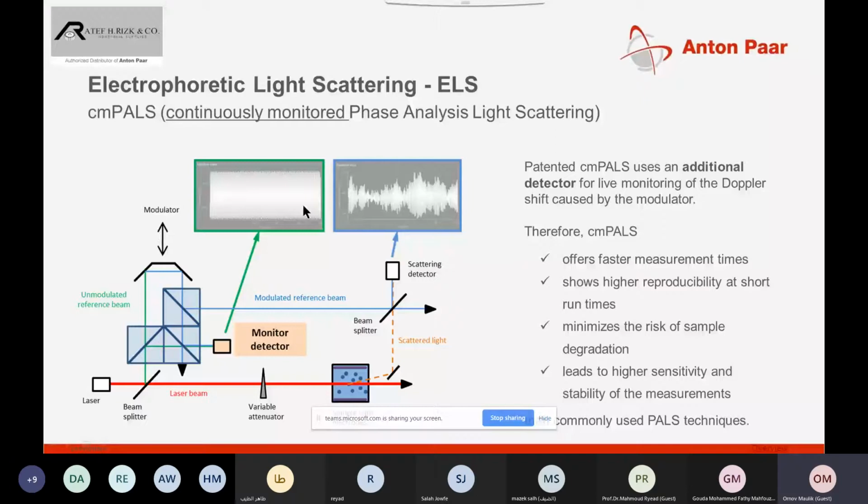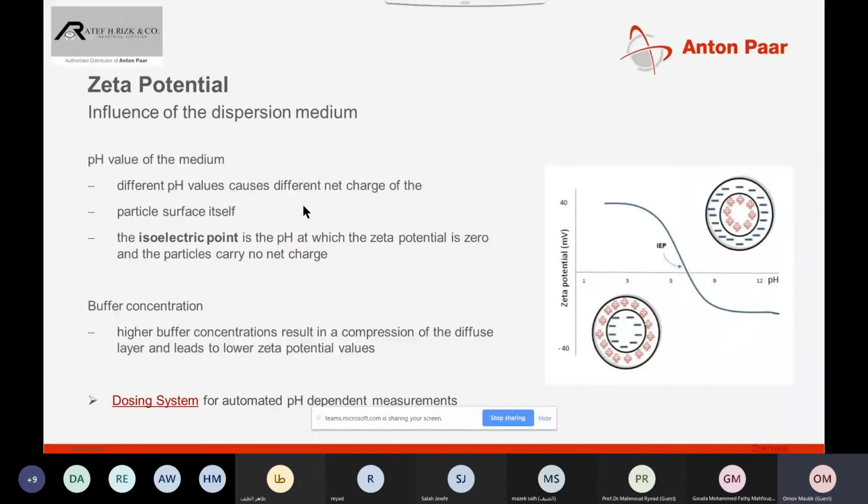Also, one of the unique features is pH-based measurement. So definitely the charge on the particle or the zeta potential will vary with respect to different pH values, and based on that you can actually determine the isoelectric point, which is very important for different applications, which is basically a pH value at which the zeta potential value is 0. So you can actually plot these sort of graphs where your zeta potential is varying with respect to different pH values.